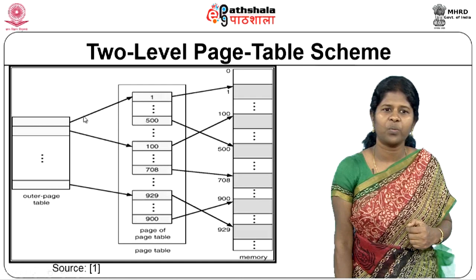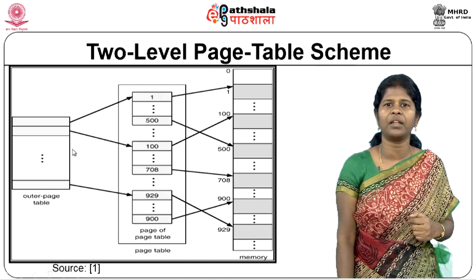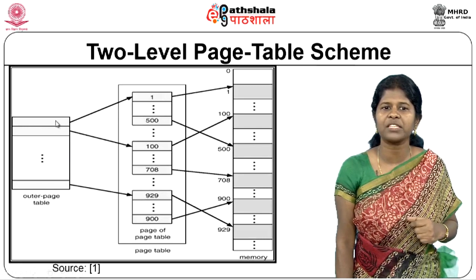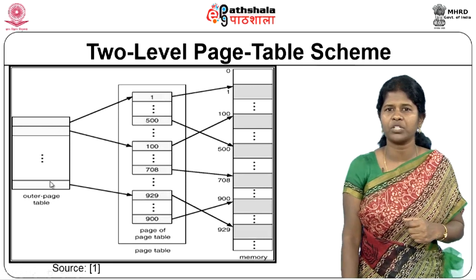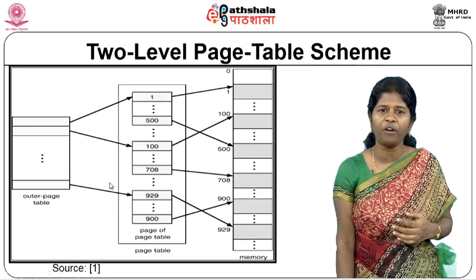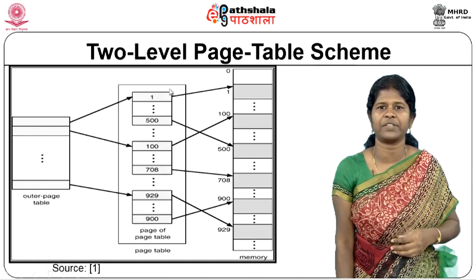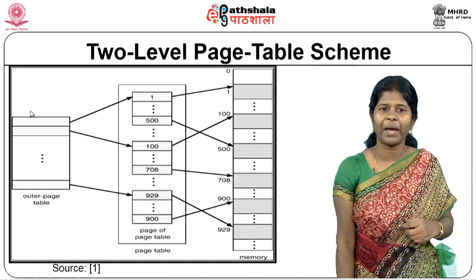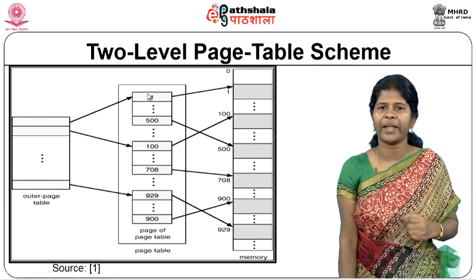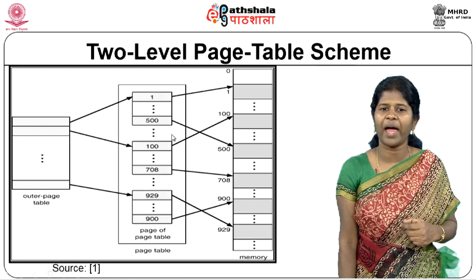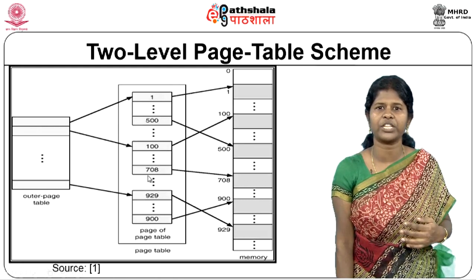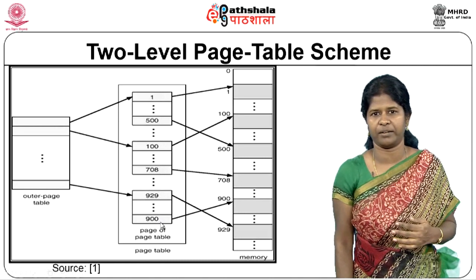So, for that we have another page table which is called the outer page table. This outer page table has information about where each piece of this page table is kept in the physical memory. So, the number of entries in this outer page table will be equal to the number of pieces into which this page table is divided.